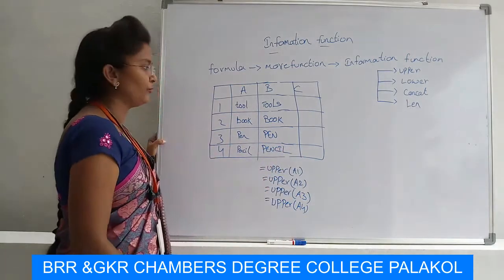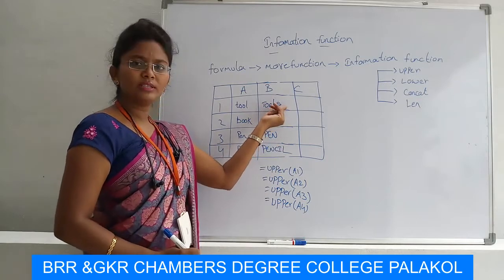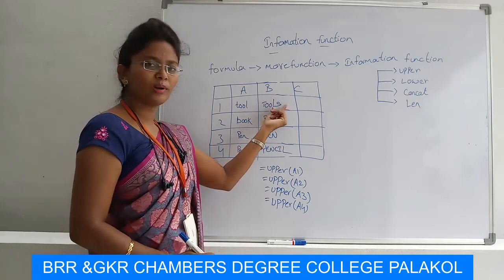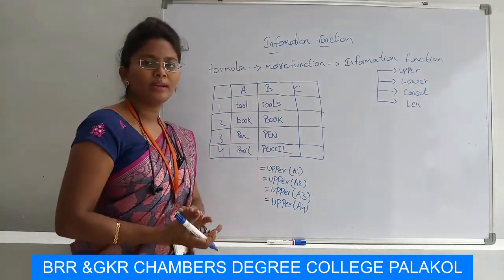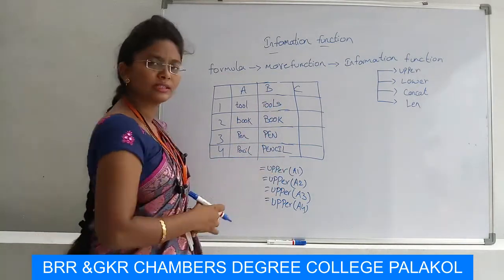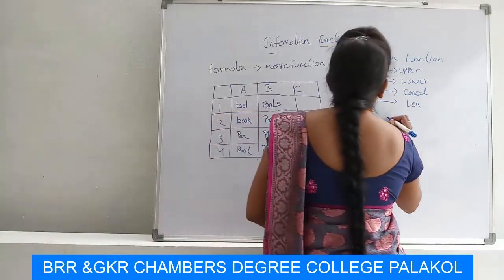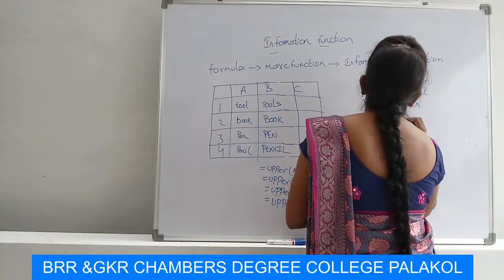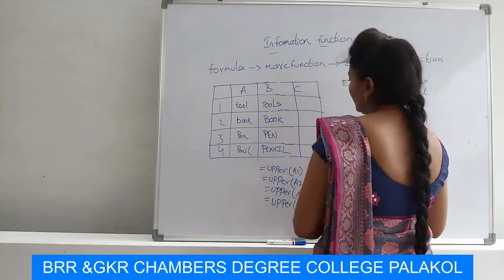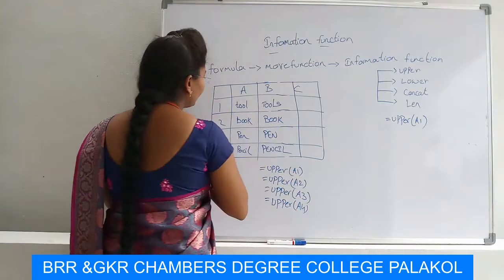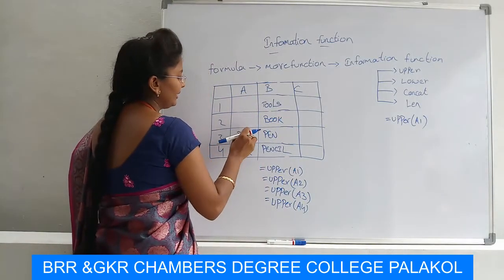This is the way. After writing the formula in the B1 cell, select this formula and drag it downward. Then it will display the remaining results in the remaining cells. And this is the way to enter the formula for upper. Here I am writing the formula over here. And then next one.